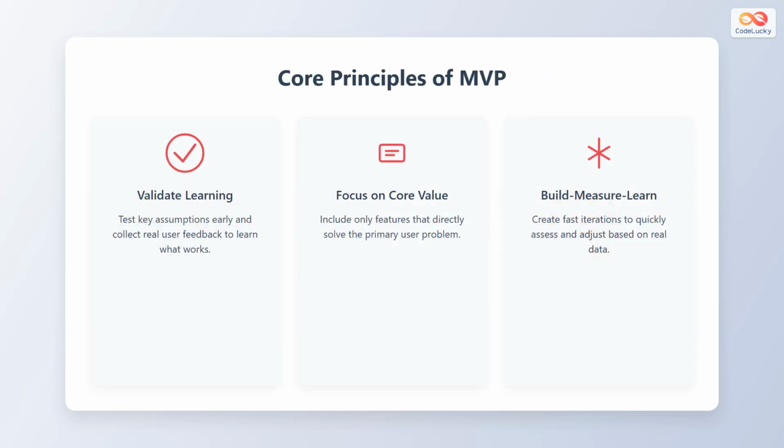There are 3 core principles to keep in mind when developing your MVP. First, validate learning by testing your key assumptions early on and collecting real user feedback. This helps you understand what aspects of your product resonate with users and what needs improvement. Second, focus on core value by including only the essential features that directly address the primary problem your product aims to solve. Avoid adding unnecessary bells and whistles at this stage. Third, embrace the build, measure, learn cycle. This involves creating fast iterations of your product, quickly assessing their performance, and adjusting your strategy based on real data. It is about continuous improvement.